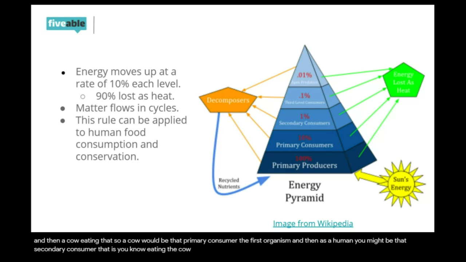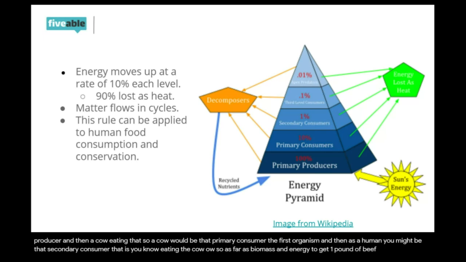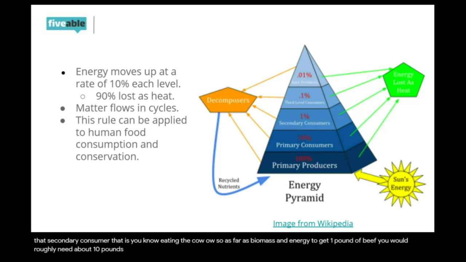So as far as biomass and energy, to get 1 pound of beef, you would roughly need about 10 pounds of corn in order to generate that. And so a 2-stage or 3-stage energy pyramid or biomass pyramid would be fairly efficient, not the best.